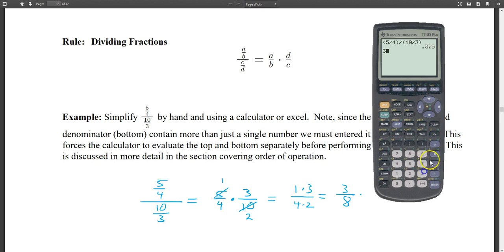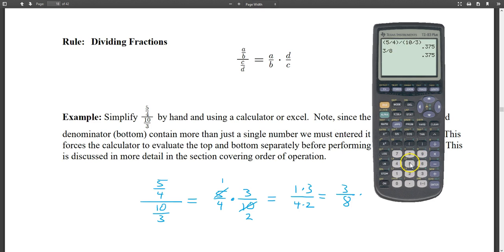Just verify that. 3 divided by 8. And yeah, okay, that's exactly what we got down here. Now, if you forgot the parentheses, you will not get the correct answer in this case.